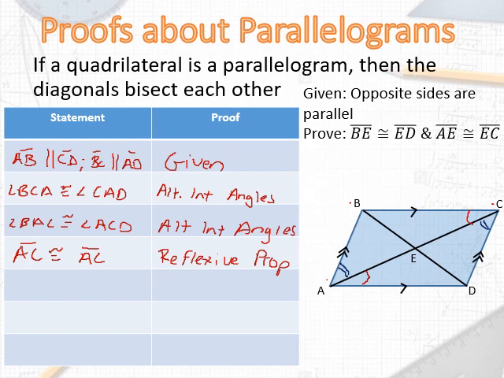So now we've got a side common to both, and we've got two angles. So we have angle, side, angle in both triangles. So we'd say triangle ABC is congruent to triangle CDA. That's angle, side, angle. All right, I'm going to erase some of my markings here so we can see this again.